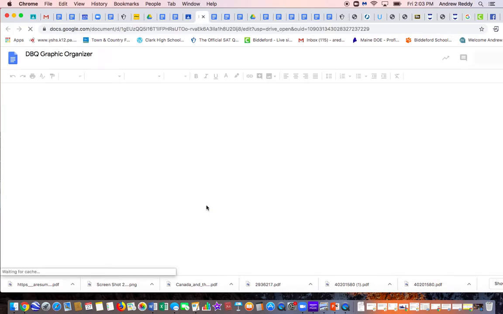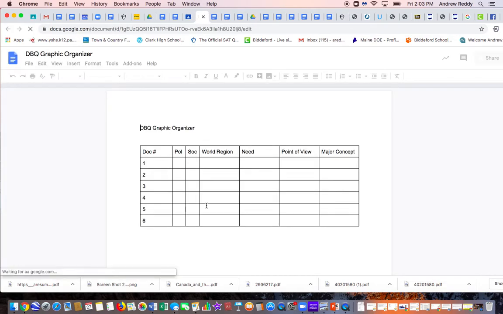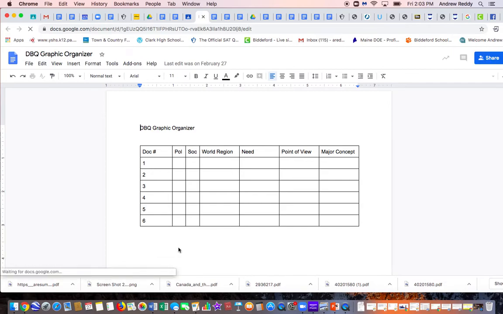Also, remember on your graphic organizer, you are taking all 6 documents. I know some classes we've been over this and reviewed them all, but other classes we might not have. Basically you're dividing whether the document is political or social, then labeling what world region it is in, focusing on the point of view and the major concept, and then thinking about the need. Remember, when you're thinking about the need, you should be taking the point of view and then thinking, what is an alternate point of view?